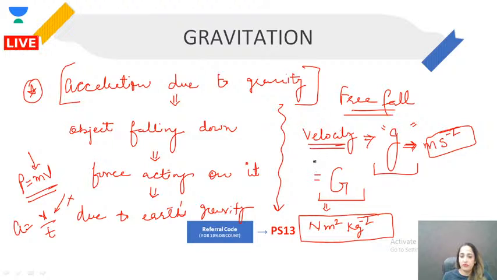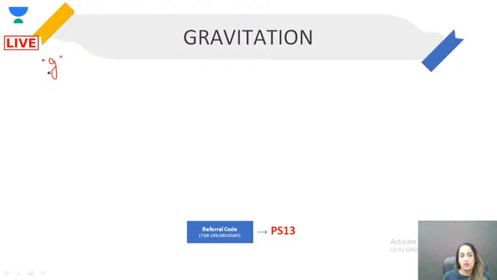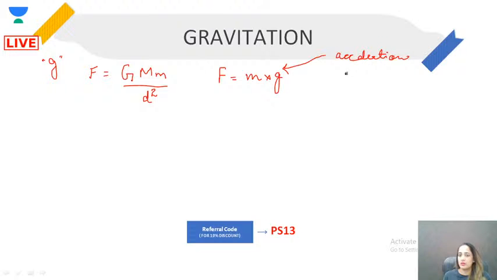So now, as we calculated the value for G, now we'll have to calculate the value for g. What is the magnitude? What is the value for g? All right, let's calculate g. What is the acceleration due to gravity? So we know that to calculate this, F is equal to the force of gravitation, F is equal to G, mass of one object, another object, and the square of the distance between them, right? And we also know that F is equal to M into g. So here, this g is acceleration due to gravity.